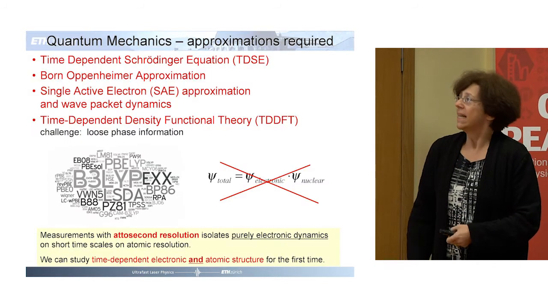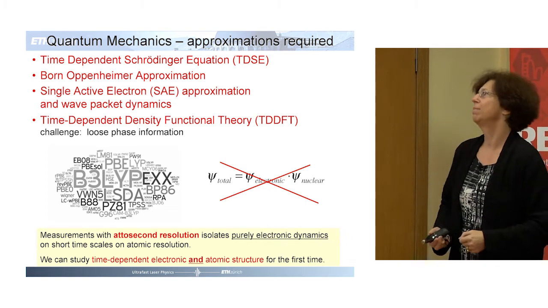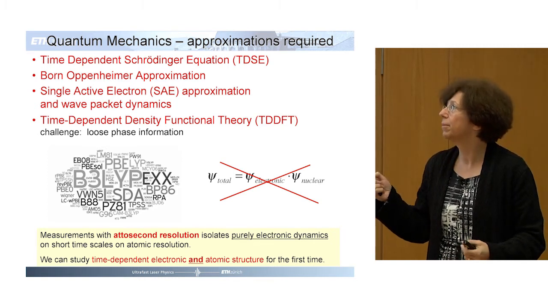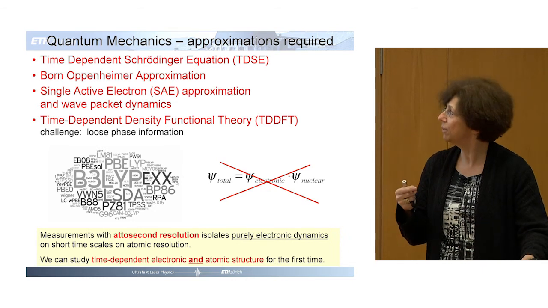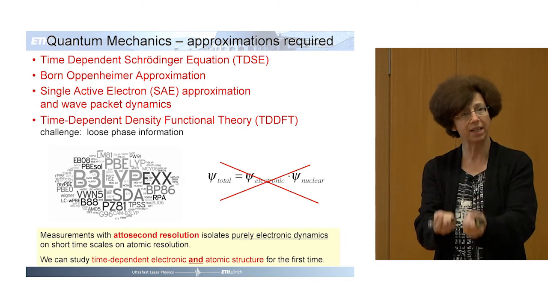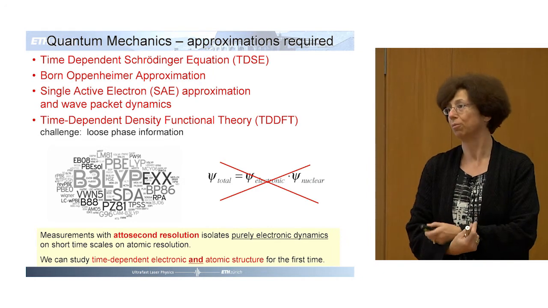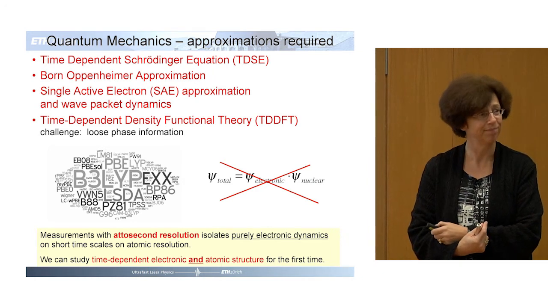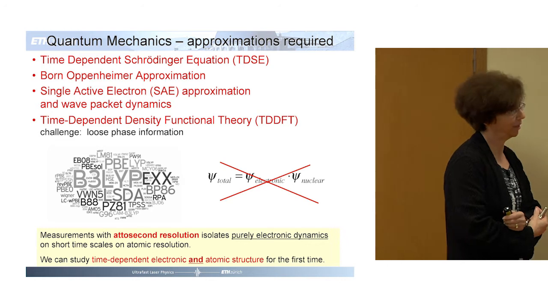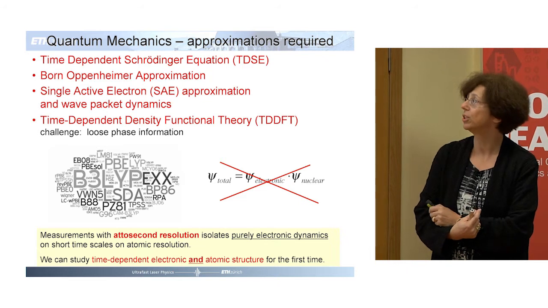So now, with the move to attosecond time resolution, we actually have for the first time the possibility to distinguish between electronic dynamics and nuclear dynamics. And so we can actually test these approximations and give true feedback on what is okay and what is not okay. And this is why attosecond science is so important in my opinion, and will have a lot of impact in many fields from physics, chemistry, and biology.